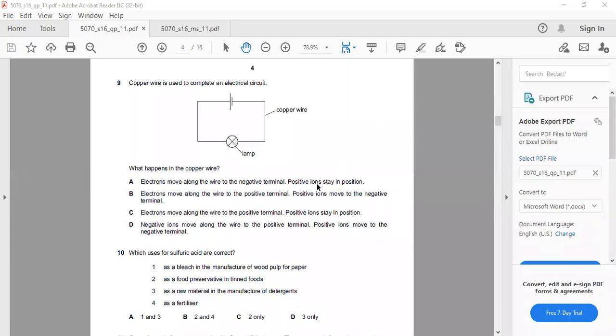Number 10. Which usage of sulfuric acid is correct? As a bleach, sulfuric acid is not used to bleach. Sulfur dioxide is used. As a food preservative, we use sulfur dioxide, not sulfuric acid. As a raw material in detergent, yes.